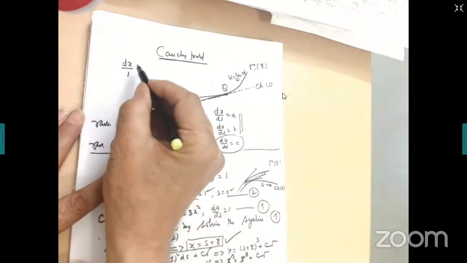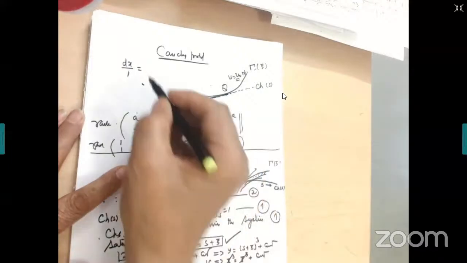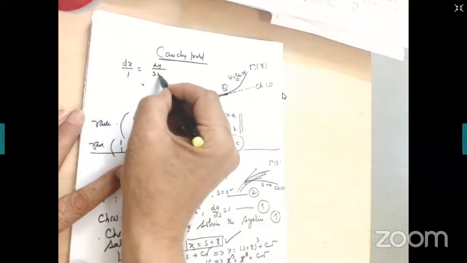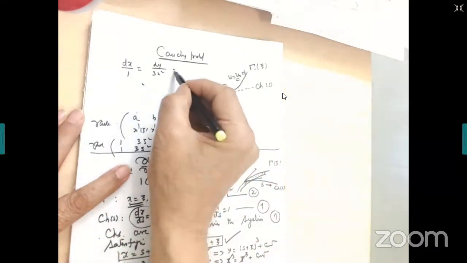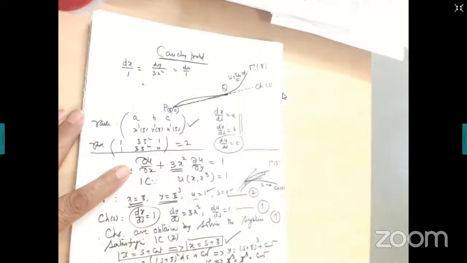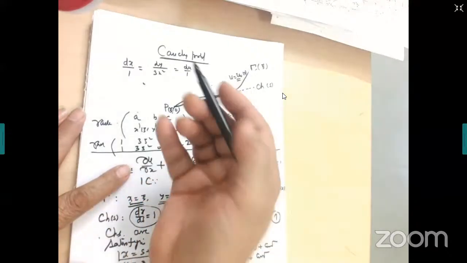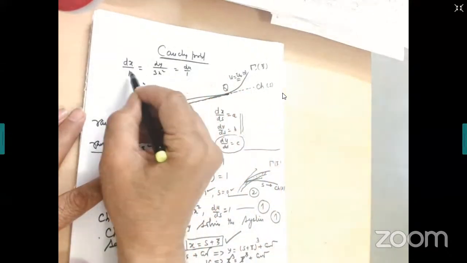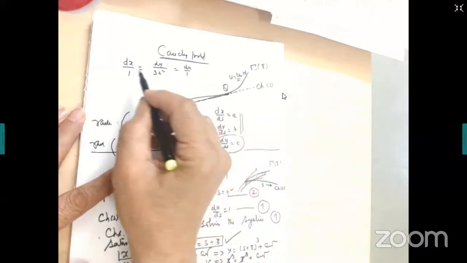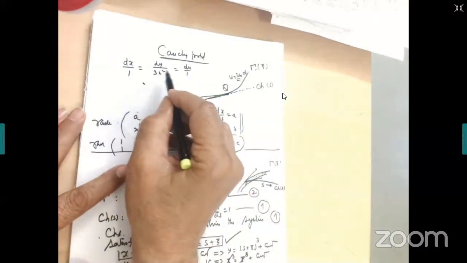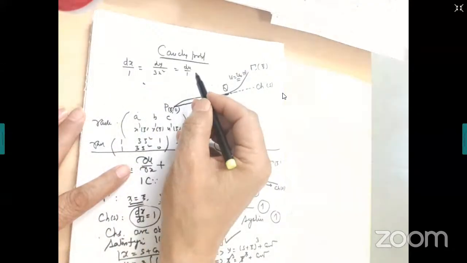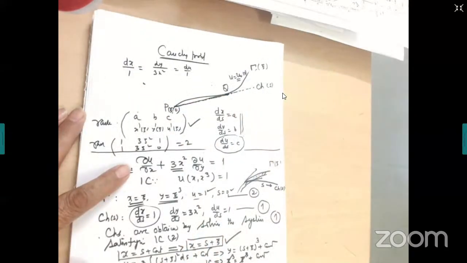Very good. This is equal to dy upon 3x square. Wonderful. And what is du upon? 1. Nice. What is the next step? We solve these equations. So you see, these are the three ratios, the three quotients. This is equal to this is equal to this. Three ratios, so only two are independent.